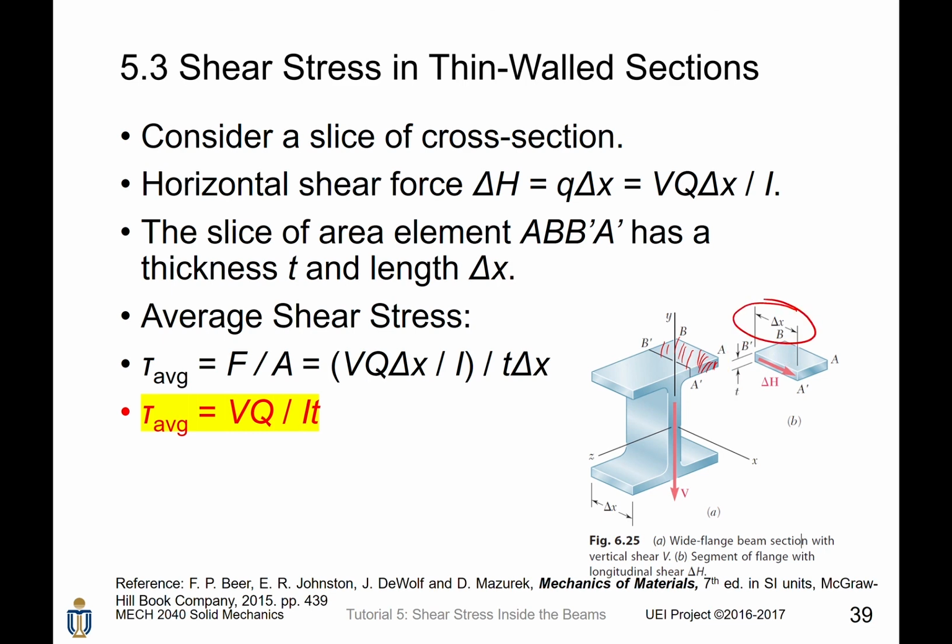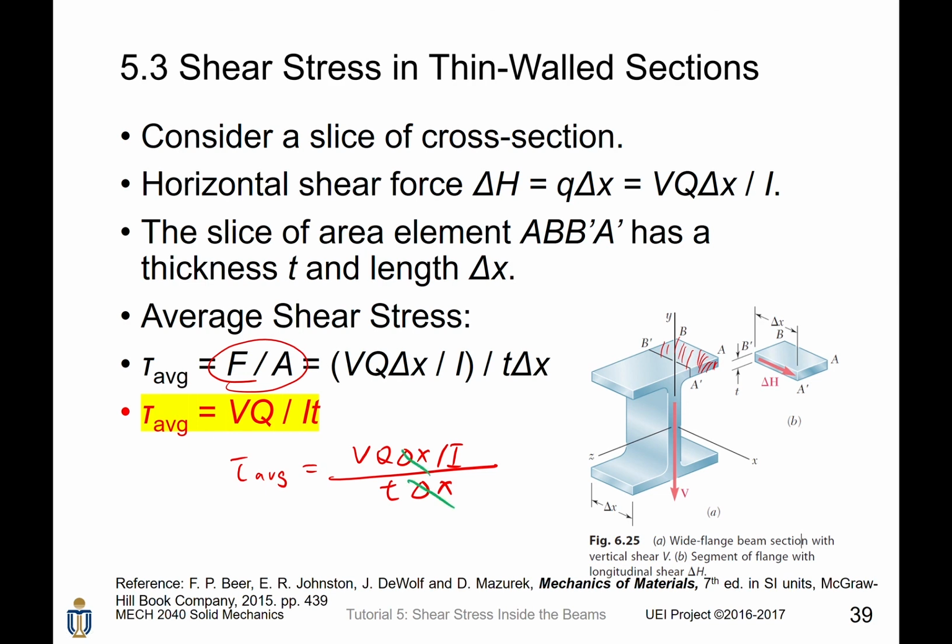That means the average shear stress inside the slice of area element is given by F divided by A. Force is just the delta H. The area is given by T delta X. That is, the average shear stress is given by VQ delta X divided by I, then divided by T delta X. Then we do a lot of cancellations.